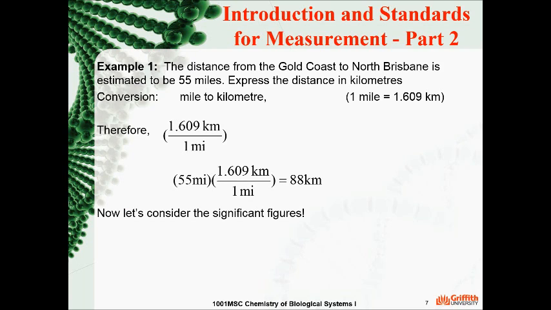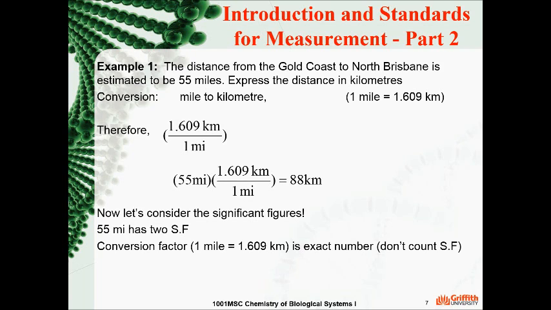Now we need to consider significant figures in this example. 55 miles is the only measurement in this example and has two significant figures. Remember that conversion factors are exact numbers, so we don't need to count their significant figures. So our answer should contain two significant figures.